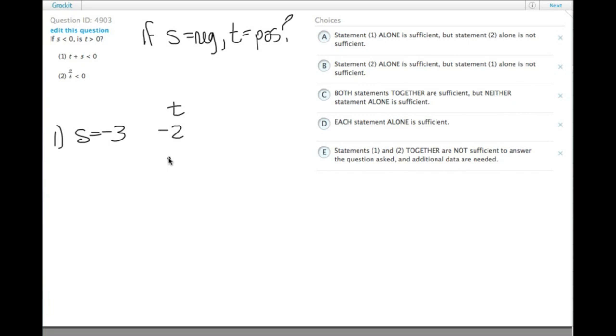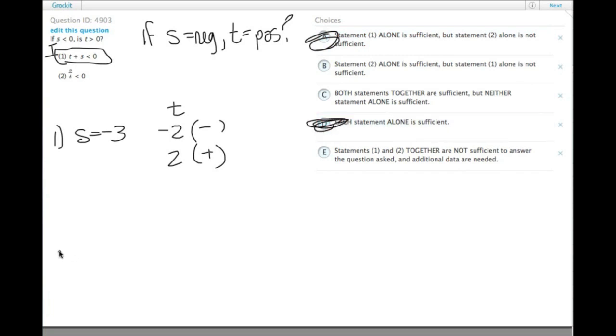We could also have t equal 2. Negative 3 plus 2 is negative 1, which is still less than 0. So we have a t that's negative and a t that's positive, both of which make statement 1 still true. So this has got to be insufficient to answer our question. We get rid of A and D.